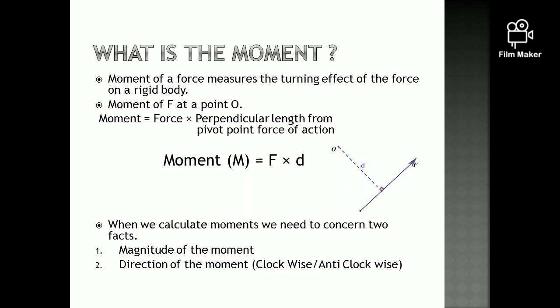Therefore, simply we can say the moment is equal to the force times the perpendicular distance from the pivot point to the line of action of the force. That is the simplest definition of the moment. Simply we can say moment is force times distance.